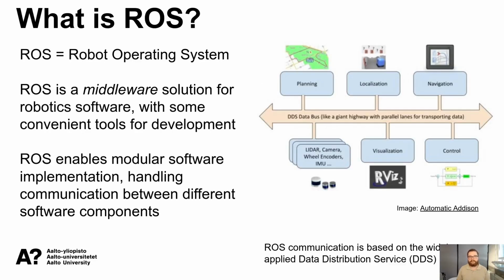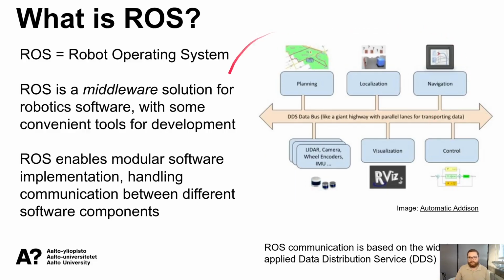Now, what is ROS? ROS stands for Robot Operating System, but maybe a bit confusingly, it's not actually an operating system of its own. ROS is actually middleware. What middleware is, it's basically a software that exists between other blocks of software. You can think of middleware as a sort of software glue. So it basically glues together different packages of software.